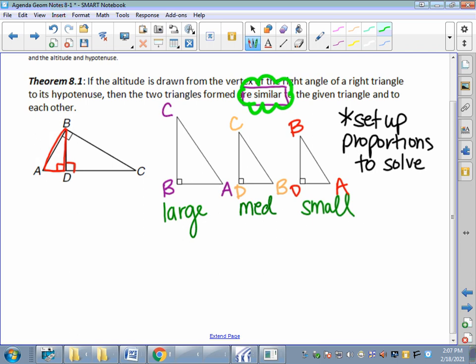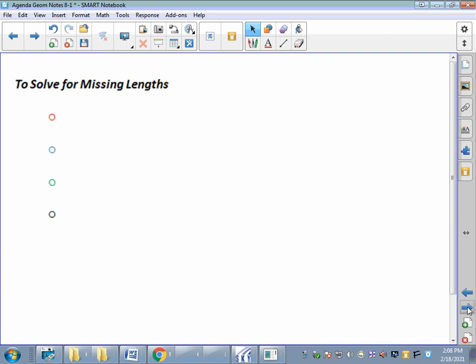So if I have information about the large and the small, I ignore the medium. If I have information about the medium and the small, I ignore the large. I just use whatever I've got, because remember we only need two triangles to set up proportions. So to solve for missing lengths, separate, draw, and label, just like we just did.